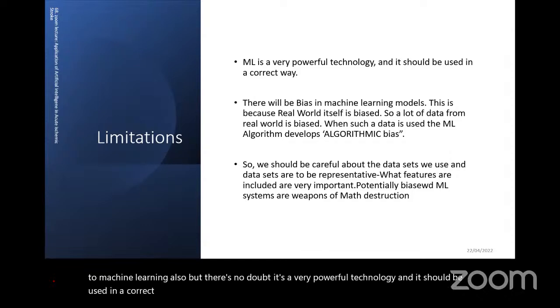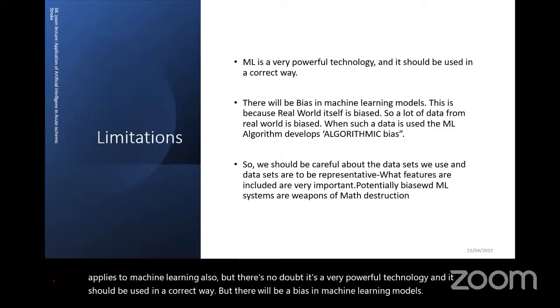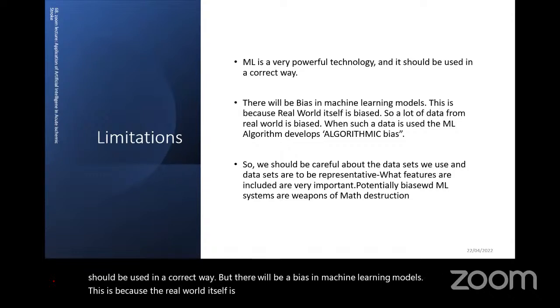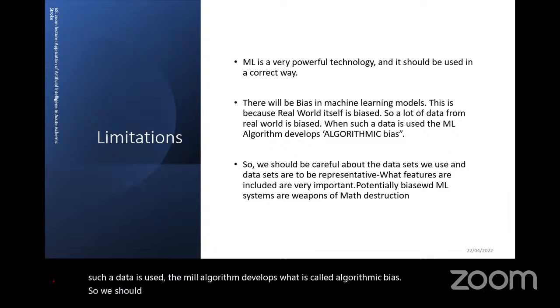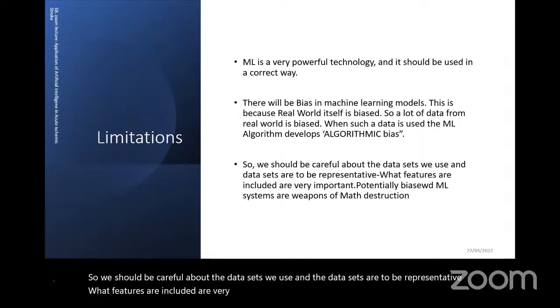But there will be bias in machine learning models. This is because the real world itself is biased, so a lot of data from the real world is biased. When such data is used, the ML algorithm develops what is called algorithmic bias. So we should be careful about the data sets we use, and the data sets need to be representative. What features are included is very important. Potentially biased ML systems are called weapons of math destruction by scientists.